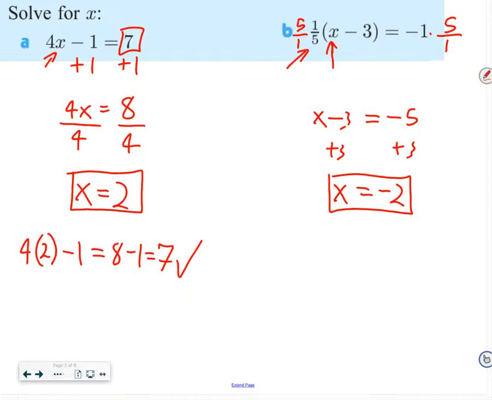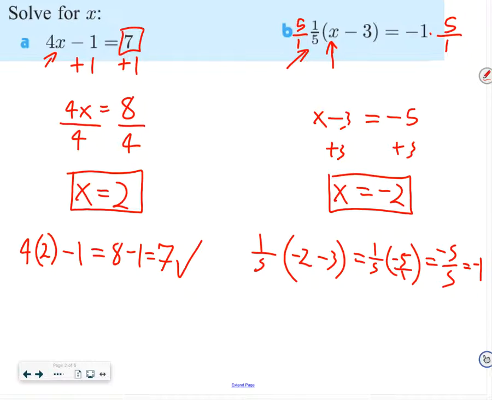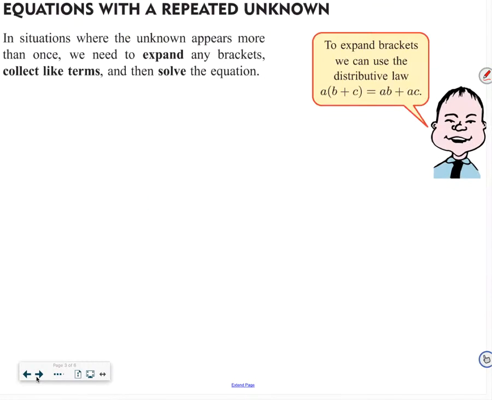Again, I want to verify my solution. So I'm going to do 1/5 times negative 2 minus 3. Well, negative 2 minus 3 is negative 5, so I do 1/5 times negative 5. And I know I can make this a fraction by putting it over 1, and I get negative 5 over 5, which is equal to negative 1. So I've verified my solution. Okay, so let's look at a couple more examples here.